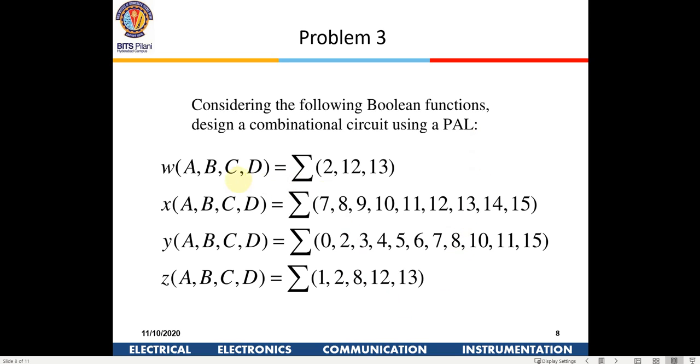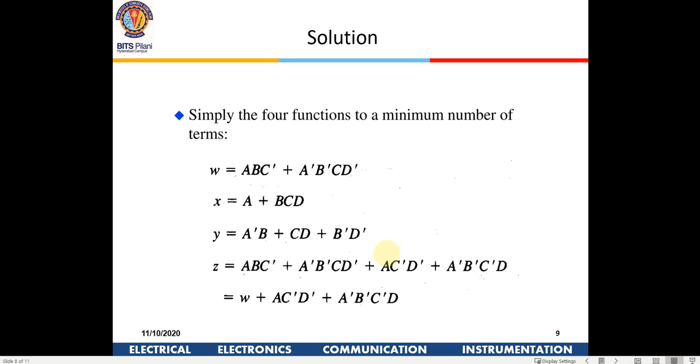Okay. So if you see, these are the four functions which are given here. Again, we need to make them into the sum of product form. So we have written for W, X, Y, and Z. In the Z, if we observe this, W is a subset of Z here. So ABC, these two terms can be written as W.